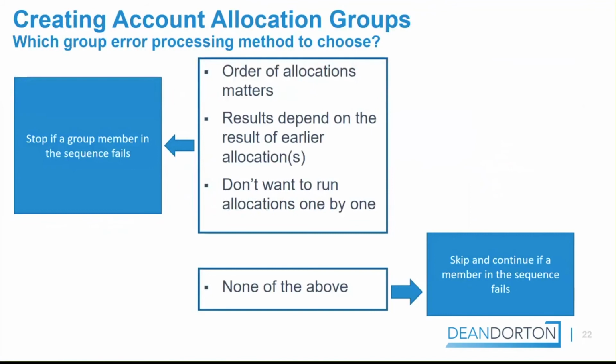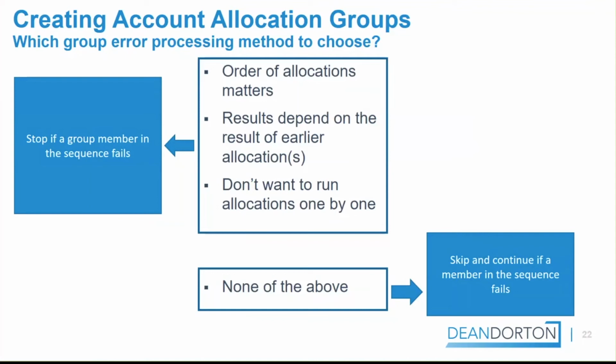So how do you decide? There's a couple different error methods you can use when you're dealing with a group allocation. How do you decide which error method to use? So what you can tell Intacct to do is either, if an allocation in my group fails, stop right there and send me an error, or if an allocation in my group fails, it's not a big deal, so just skip and continue on your merry way. These are kind of the decision points that you go into to figure out which is the best option.